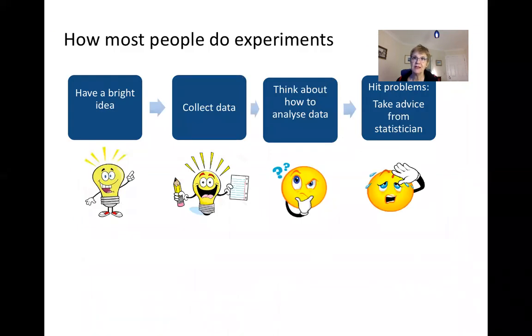So simulating data is something that is seldom done when people are planning experiments, at least perhaps more so now, but for many years it was actually not very feasible to do because we didn't have the sort of free software and the computational power to do it. So what people would tend to do is to have a bright idea, then collect some data, and only at that point think about how to analyze it. And then they would often hit problems and try and take advice from a statistician.